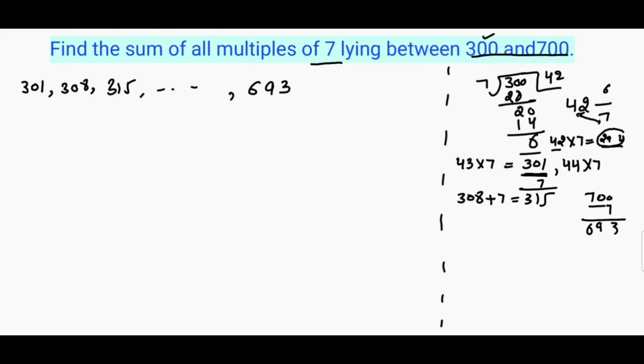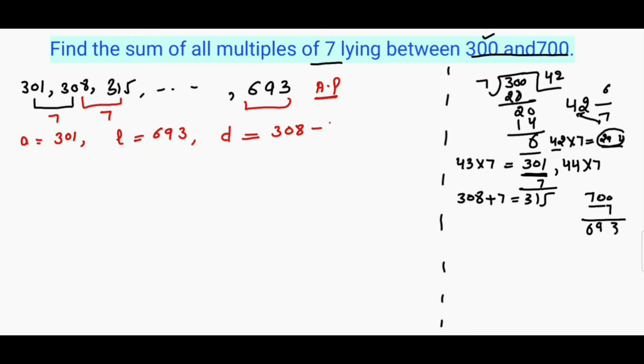See here, now the difference between all the numbers is how much? 7, 7, 7. So this means this is an AP, and all these numbers are terms of this AP. Correct. So here the first number is 301, my last term is 693, and the common difference between these terms is equal to 308 minus 301, which is equal to 7.